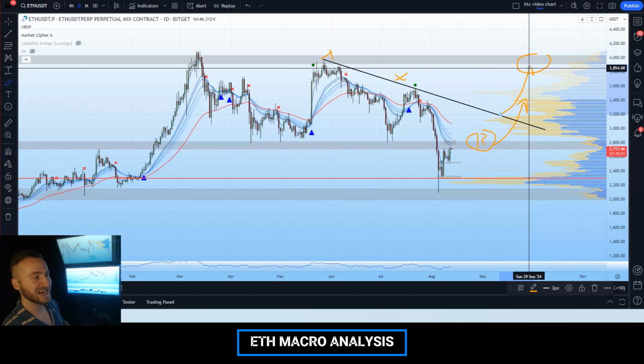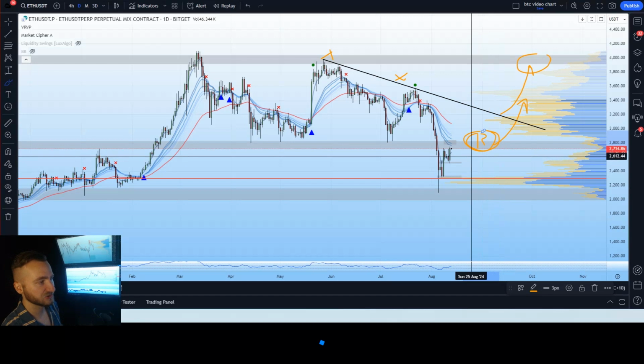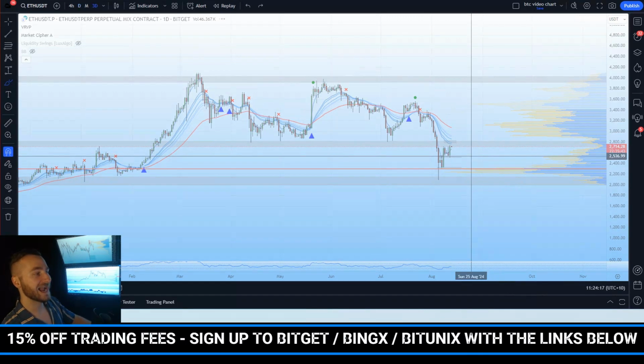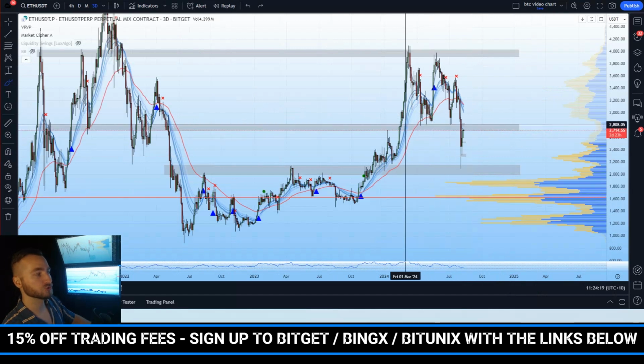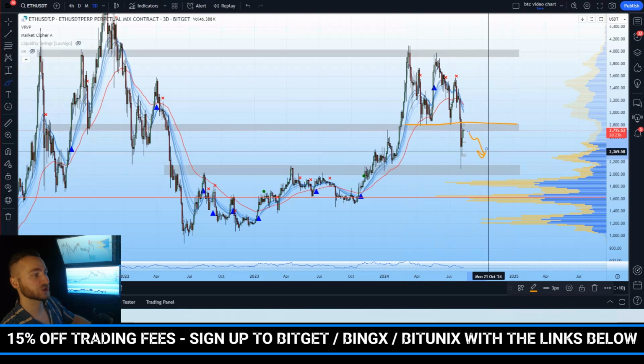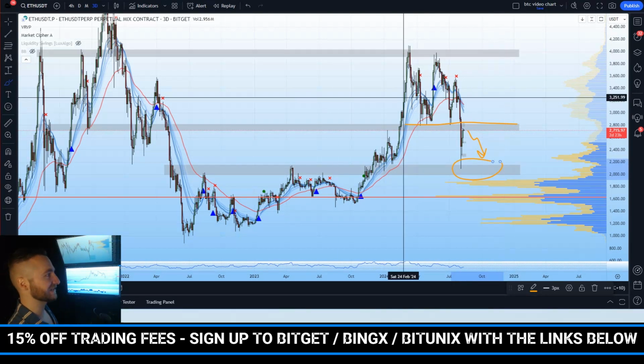Now, while we remain underneath or retesting this critical area of resistance, there is a possibility Ethereum could fail to sustain above or reclaim this area of support and thus see an extended correction back into these low prices. We're going to be discussing that in the short-term analysis. Let's go ahead and jump in.